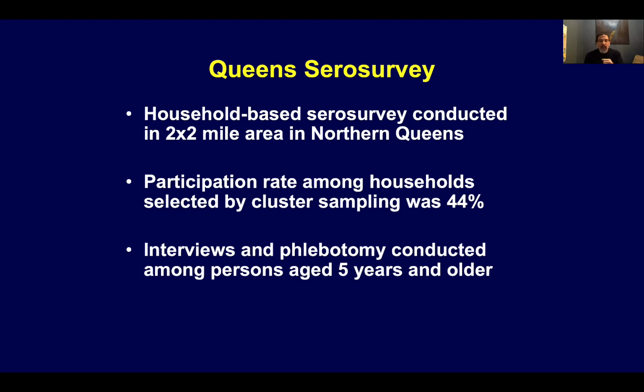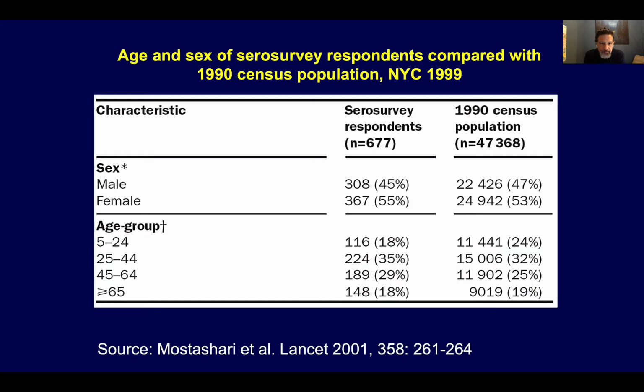So this was a household survey with specimen collection for serology that was conducted in a 2x2 mile area of Northern Queens. The participation in the household survey was about 44%. And we conducted interviews and blood specimen collection among people aged 5 and older. There were 677 respondents to the survey, and in the population in this 2x2 mile area, there were about 47,000 residents.